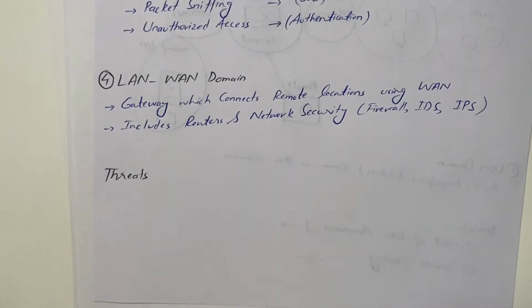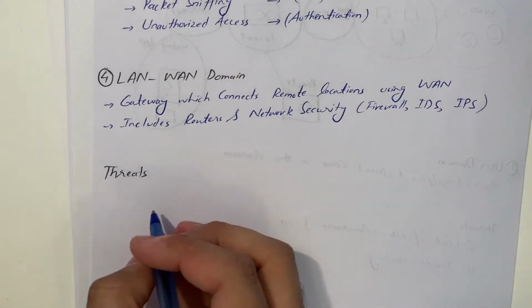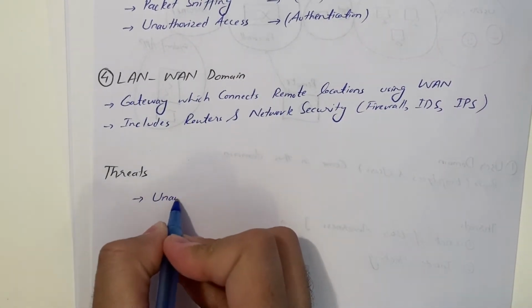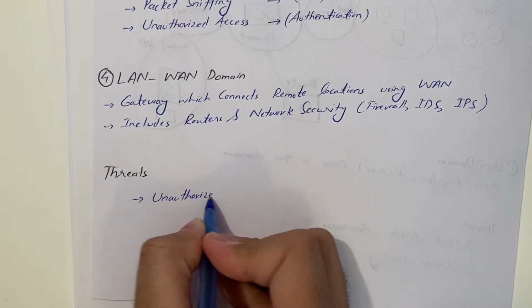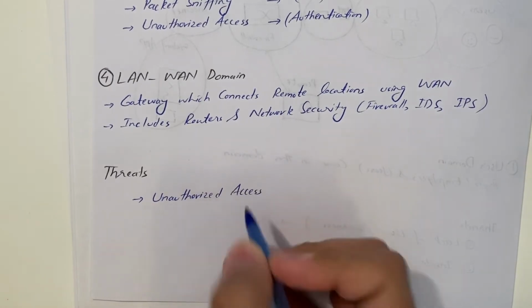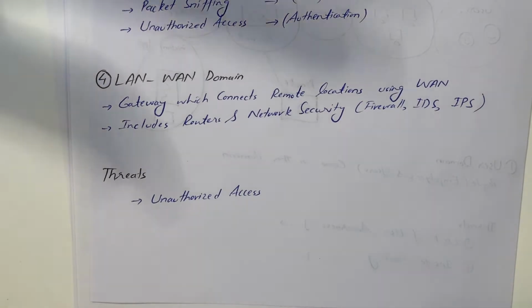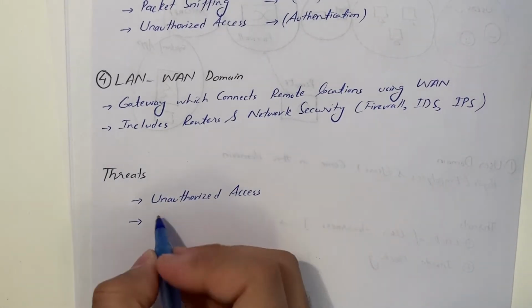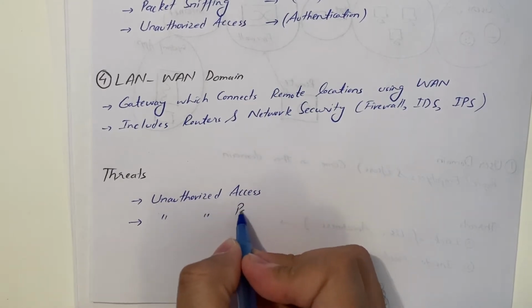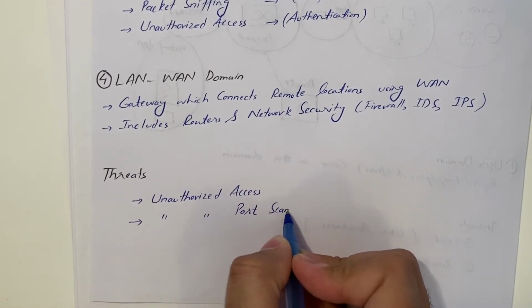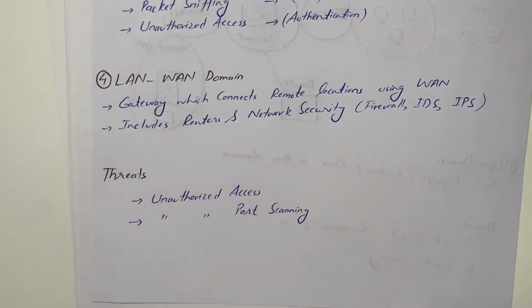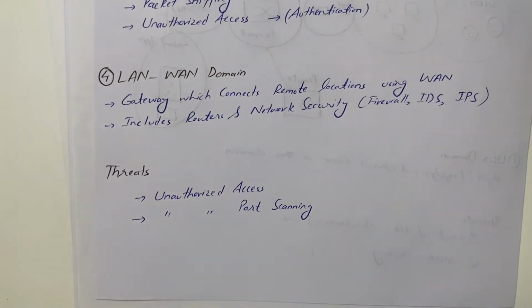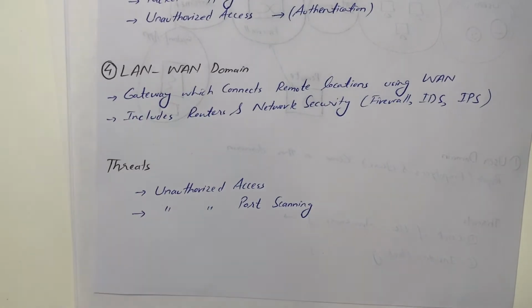So what kind of problems do we have with this domain? The first problem, unauthorized access. Somebody can get access to the LAN to WAN domain in order to get connected with your local area network or with your application resources. Another problem is unauthorized port scanning. People can do port scanning to find which ports are open in your computer and which are closed, so they can actually get into your routers and all.